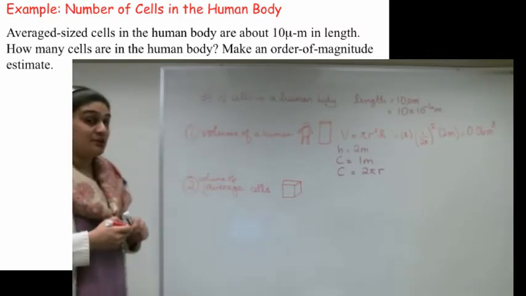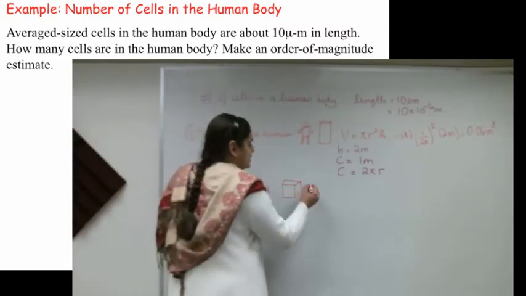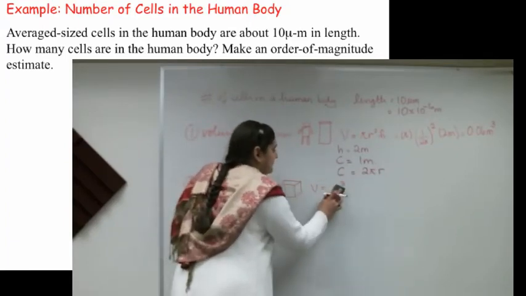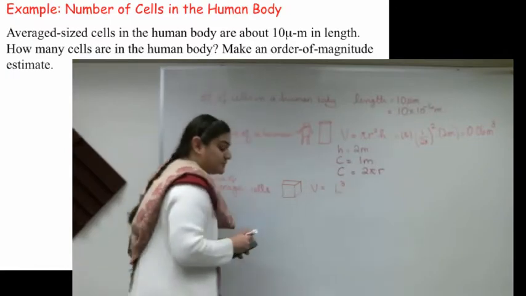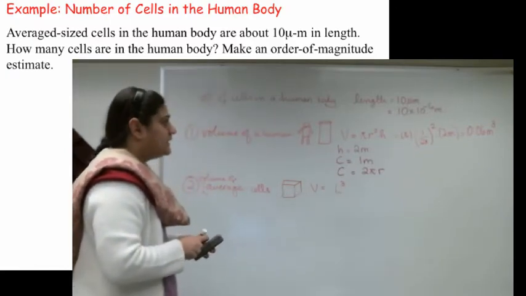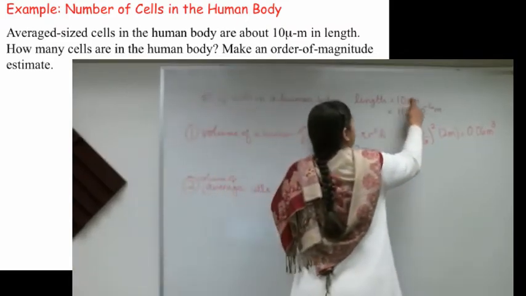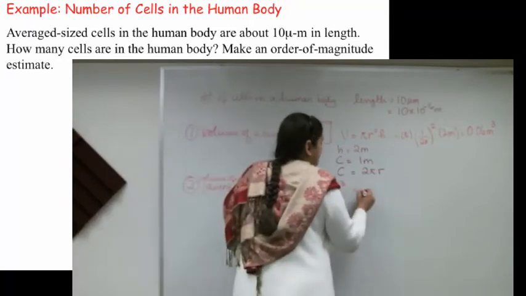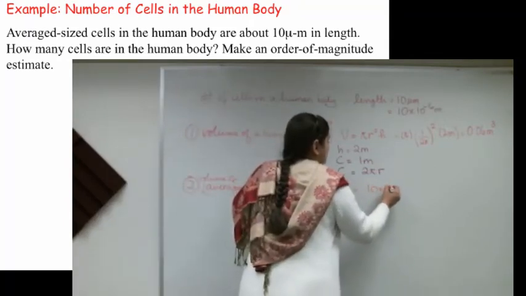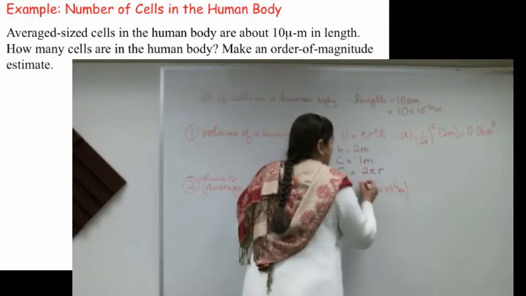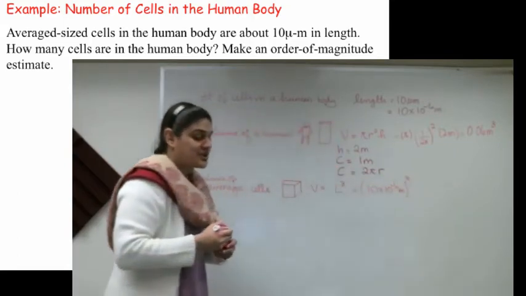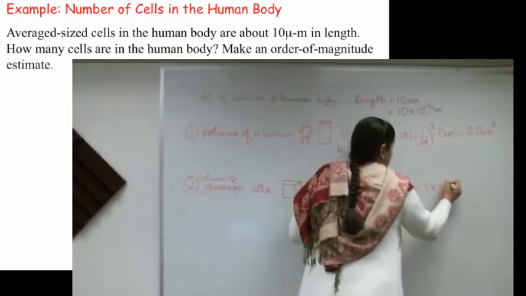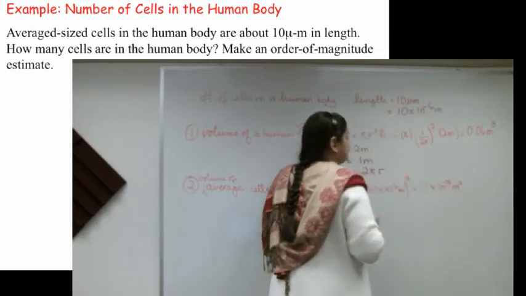If our cells are cubes, we know that the volume of a cube is equal to length cubed. Okay? Given the length is 10 to the power minus 6 meters, I can approximate this as 10 times 10 to the minus 6 meters cubed, which comes out to something like 1 times 10 to the minus 15 meter cubed.